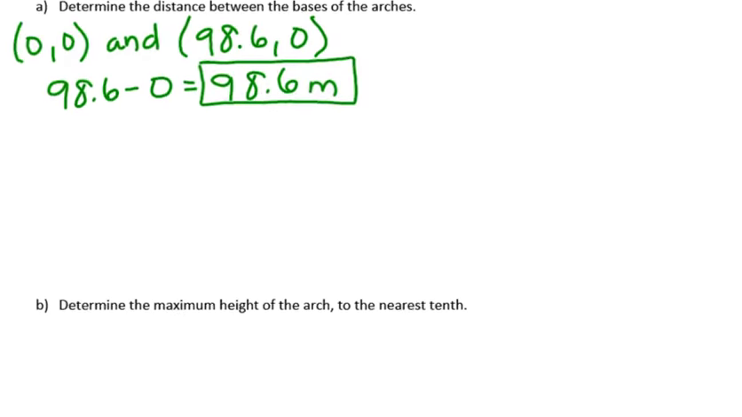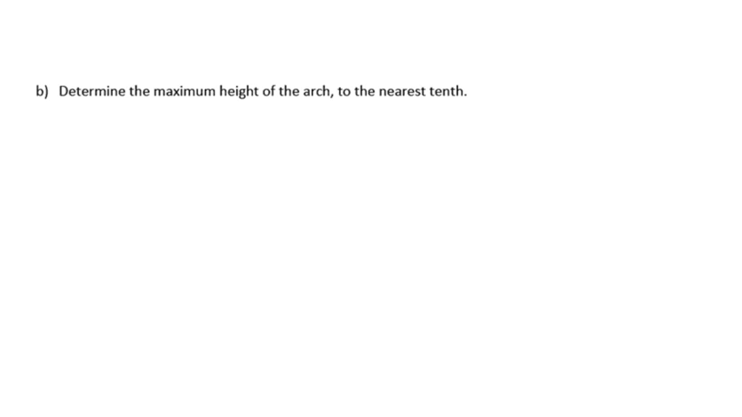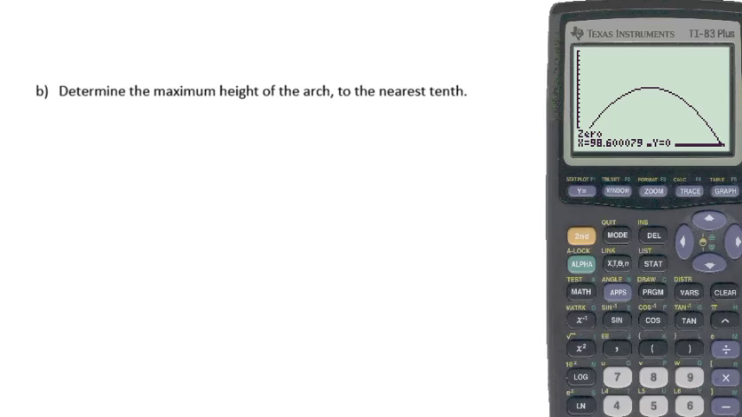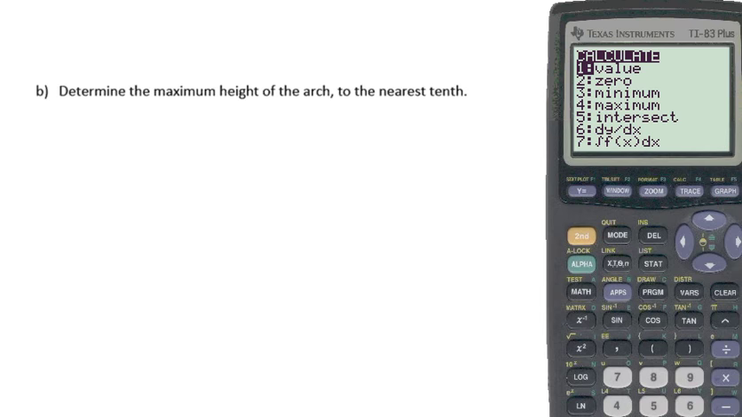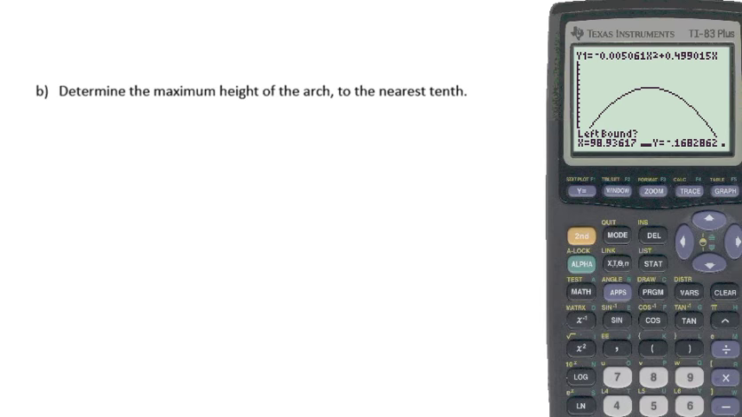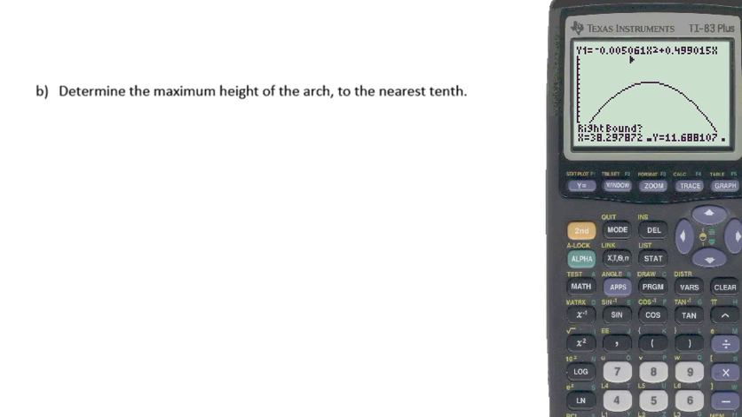Part B says determine the max height of the arch to the nearest 10th. So the max is going to be your highest point. This parabola is opening down, so that's going to be our vertex at the very, very top. So calculate max, which is our number 4. We're going to go to the left side of our max and the right side. Left bound, yes. Now right bound.